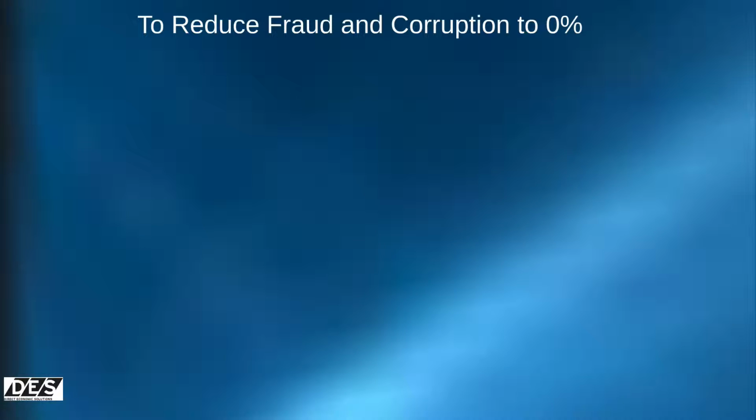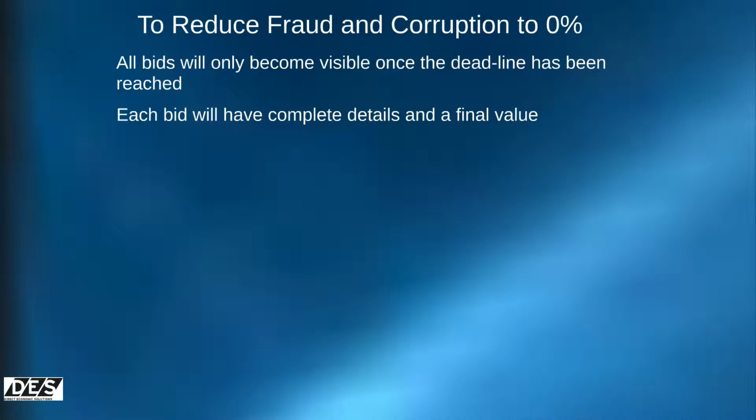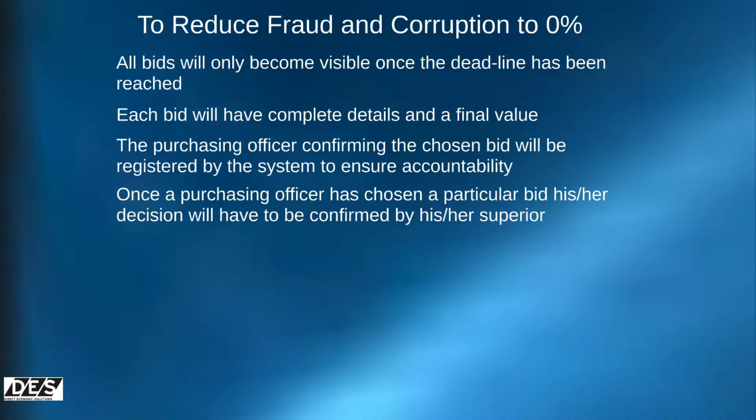To reduce fraud and corruption to 0%, all bids will only become visible once the deadline has been reached. Each bid will have complete details and a final value. The purchasing officer confirming the chosen bid will be registered by the system to ensure accountability. Once a purchasing officer has chosen a particular bid, his or her decision will have to be confirmed by his or her superior.